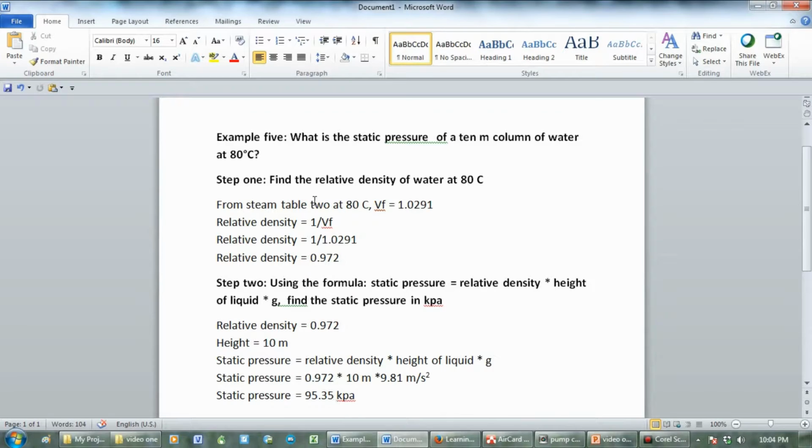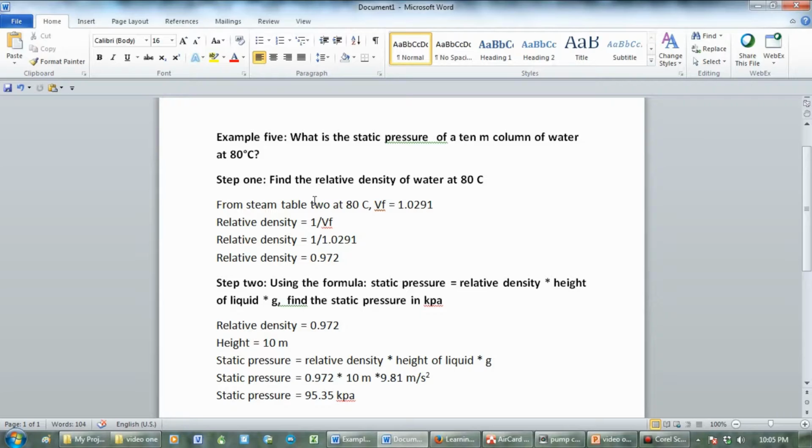Step 1. Find the relative density of water at 80 degrees C. From steam table 2, at 80 degrees C, the specific volume, or VF, of water is 1.0291. Relative density equals 1 divided by VF. Relative density equals 1 divided by 1.0291. Our relative density is 0.972.